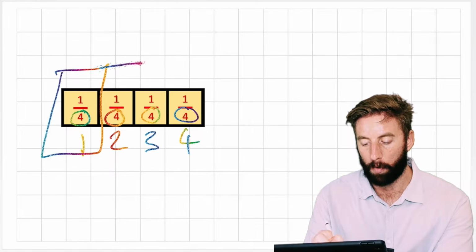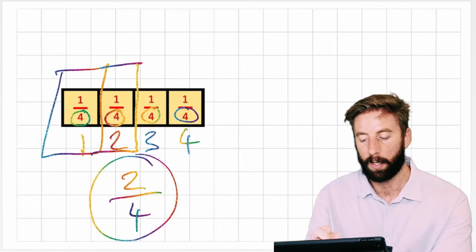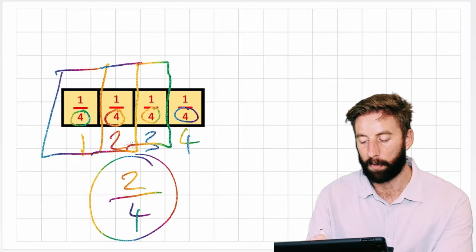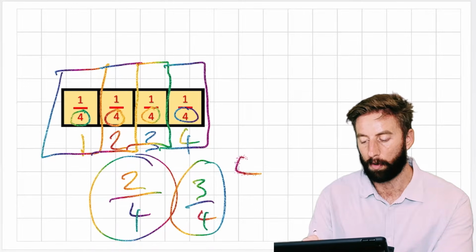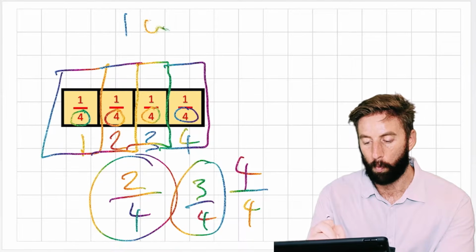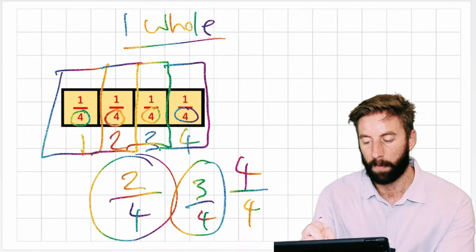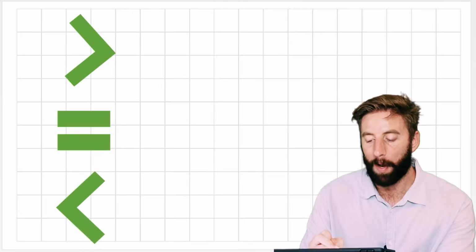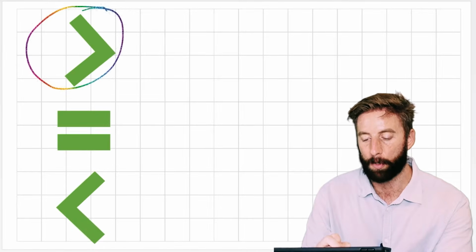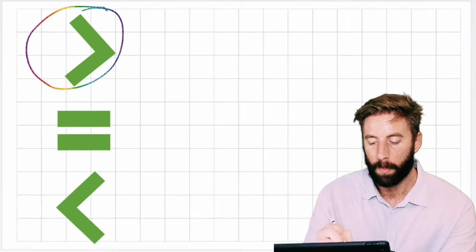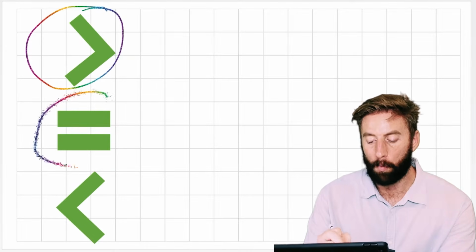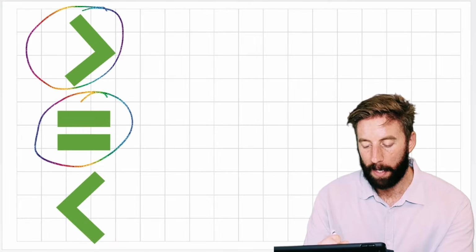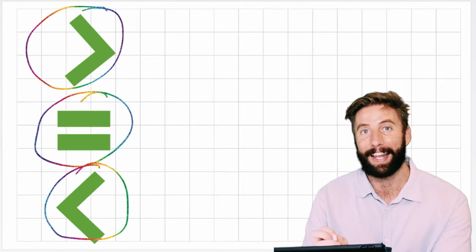But if I had 2 of them, I would change that to 2 quarters. And again for 3, I would have 3 quarters. Or for the whole thing, I would have 4 quarters or 1 whole. And then when we're looking to compare them, we will have these 3 symbols that are going to help us do that. We have this top one, which stands for greater than. We have the middle one, which is equal to, and then we have the bottom one, which is less than.